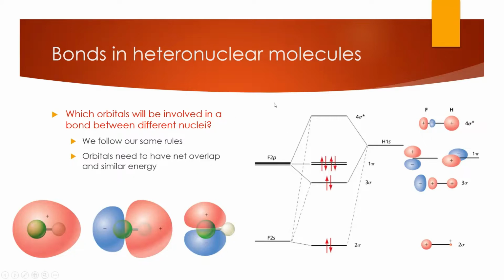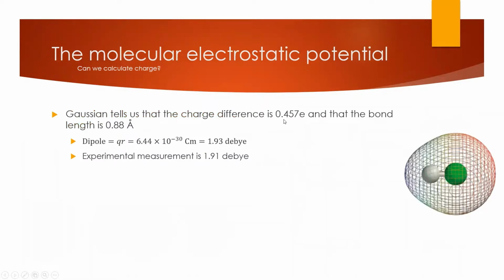The last thing I'll briefly mention here is the molecular electrostatic potential. So this is a way that we can use programs like Gaussian to predict the charge, or where the charge is located on molecules. This is basically a combination of all of the molecular orbitals. And you can see that if we do something like this, the prediction from Gaussian is that we have a dipole moment of 1.93 debye, and experimental measurements for hydrogen fluoride provide 1.91 debye. So our calculations are pretty good based on experimental data.